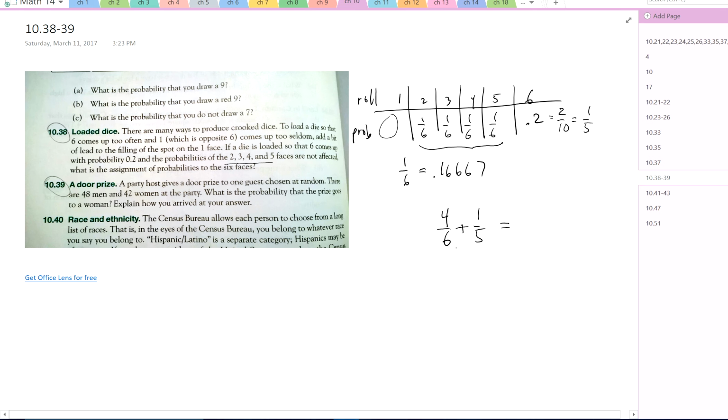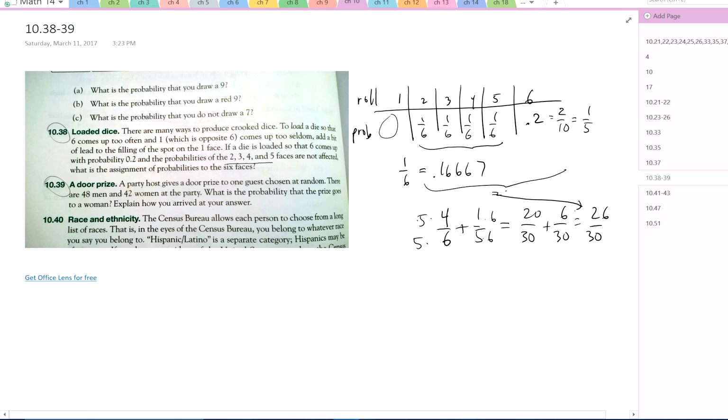Piece of cake. Common denominator is 30. So I'm going to multiply that by 5 over 5. And multiply this one by 6. So that's 20 over 30. Plus 6 over 30 is 26 over 30. So this whole side right here is 26 over 30.